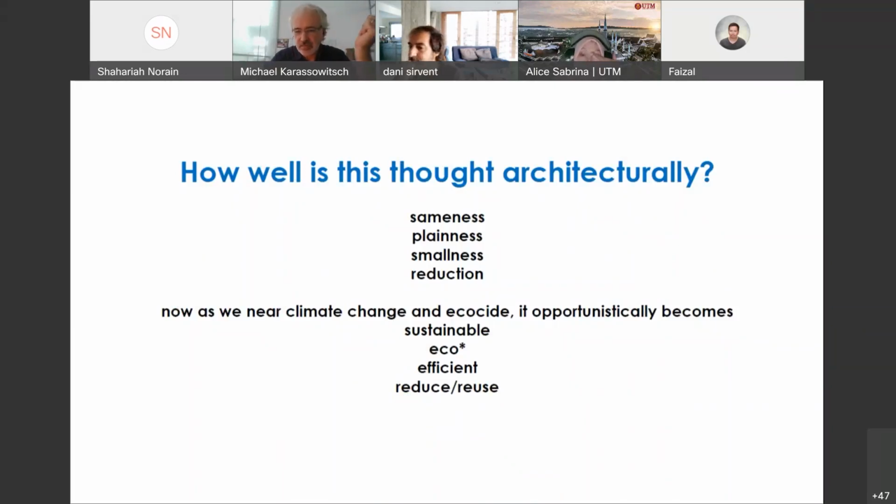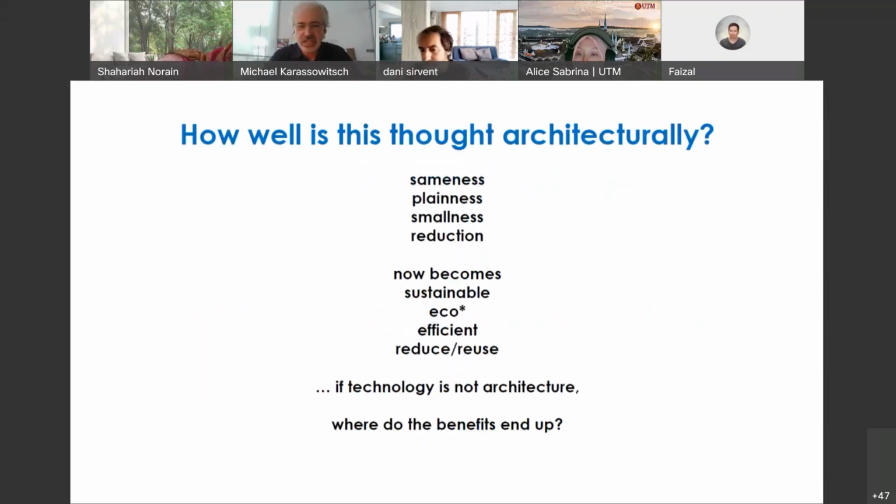So we had sameness, plainness, smallness, reduction. Now as we near climate change and ecocide, it opportunistically becomes sustainable, eco-efficient, reduce, reuse, right? It's the same, we haven't touched on the real thing, which this talk here is trying to touch on. So if technology is not architecture, where do the benefits end up? Let's put it that way.